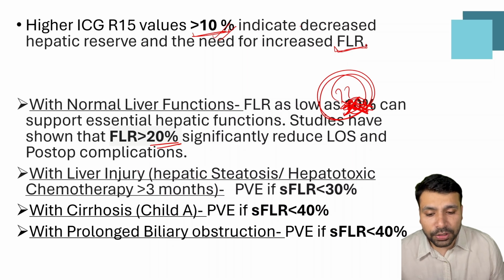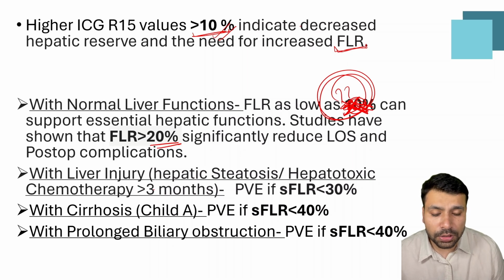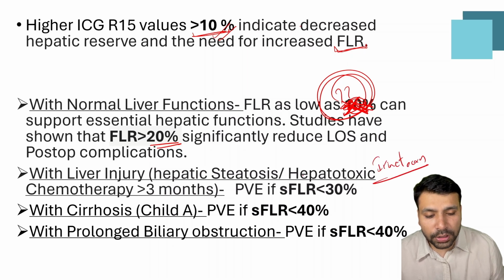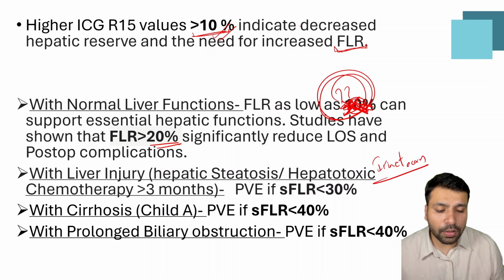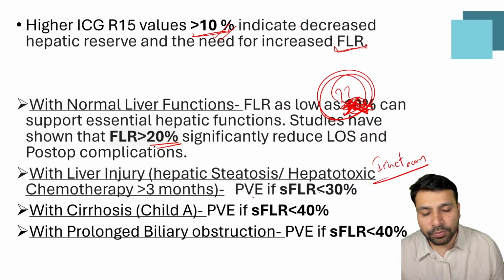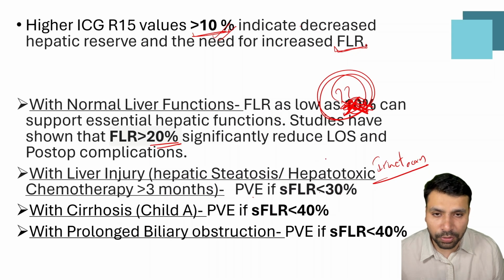Okay, and with this, if some type of liver injury is there, like steatosis, and there has been chemotherapy of more than 3 months. What chemotherapy I have already told you. So this is like irinotecan. Then you need an FLR of more than 30%, and PV is indicated if the FLR is less than 30%. If the patient is cirrhotic, then you need PV if the FLR is less than 40%. Prolonged biliary obstruction, same as cirrhosis, PV if FLR less than 40%.